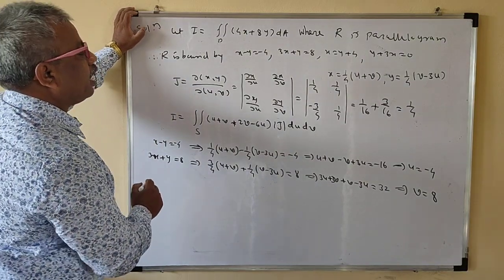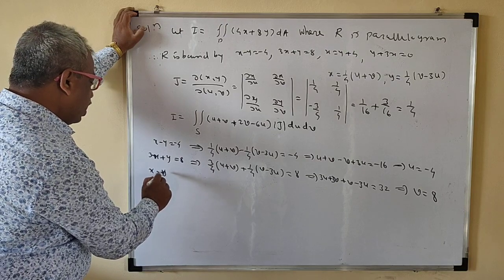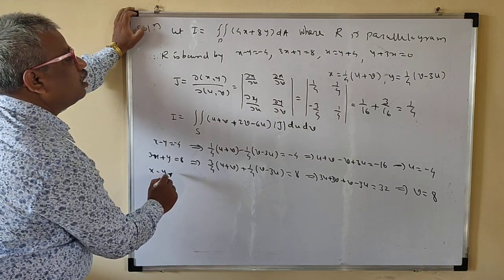Okay. So next x. So I will write this: x minus y is equal to 4.